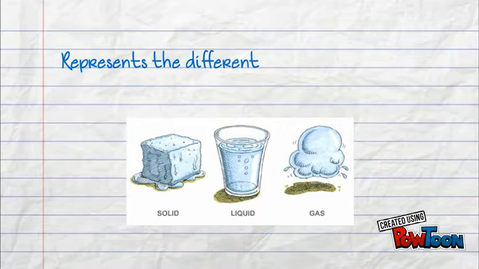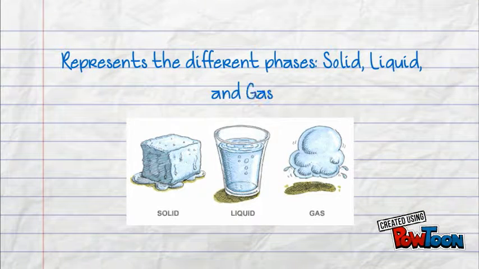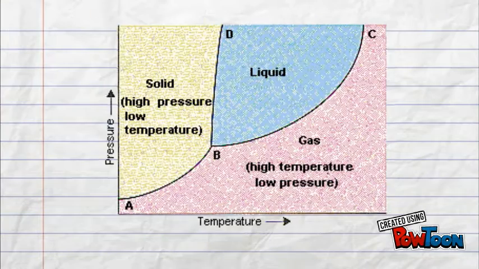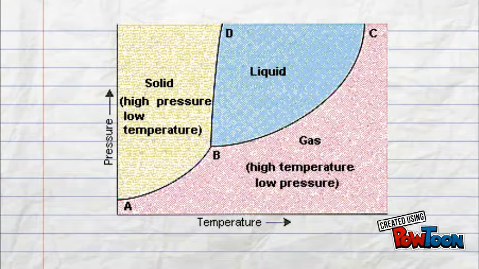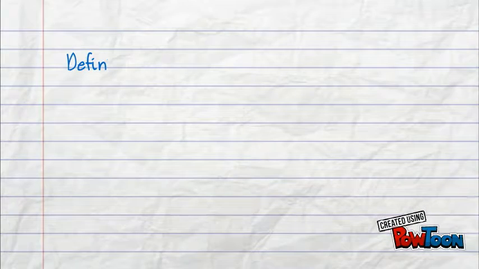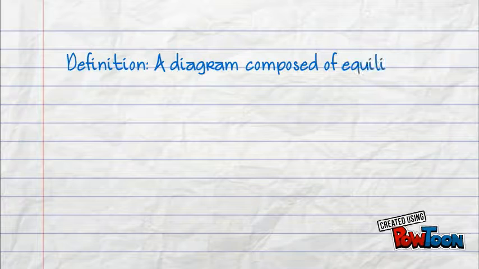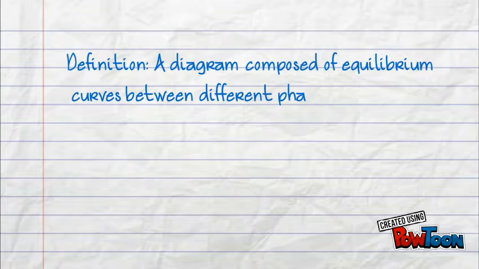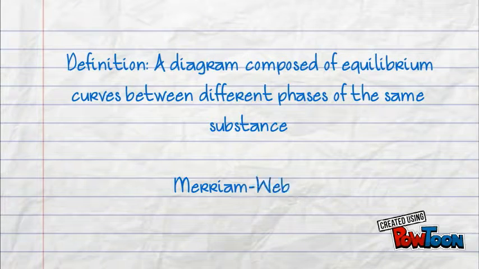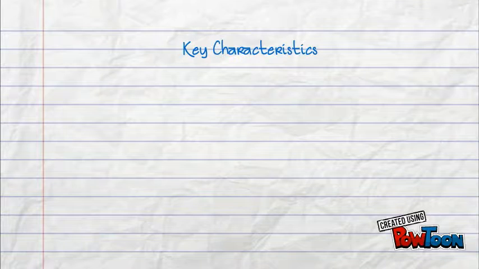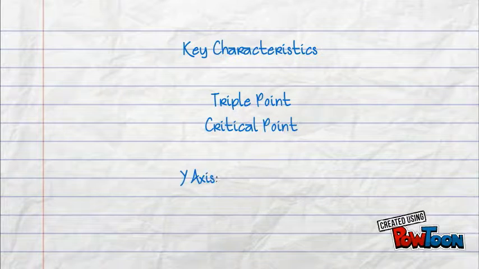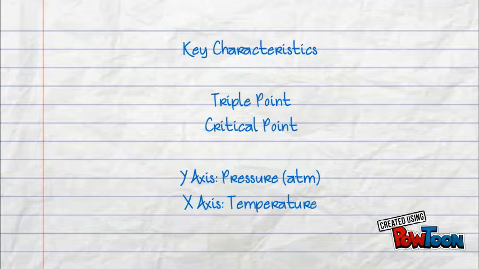The phase diagram represents the different phases: solid, liquid, and gas. It is a diagram composed of equilibrium curves between different phases of the same substance. Key characteristics of the graph include the triple point and the critical point. The y-axis is pressure, and the x-axis is temperature.